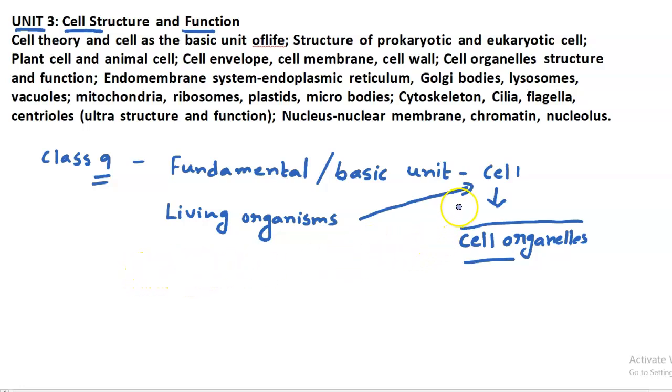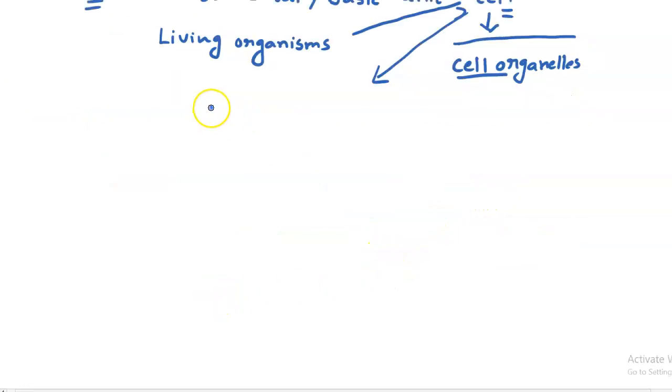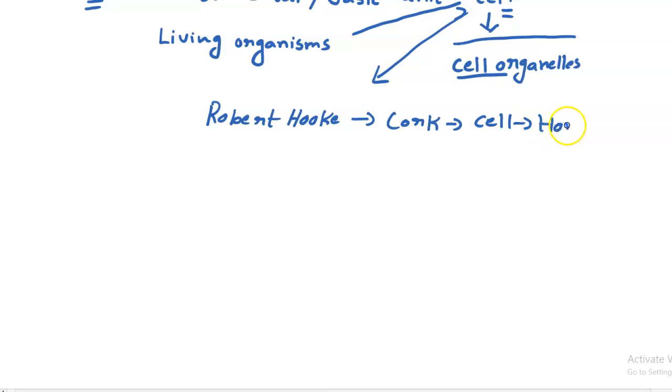In that case, first let us learn about the term cell. Robert Hooke observed honeycomb-shaped structures in the cork and used the term cell for these honeycomb-shaped structures. Now, let us observe the structures that are present in the cell.